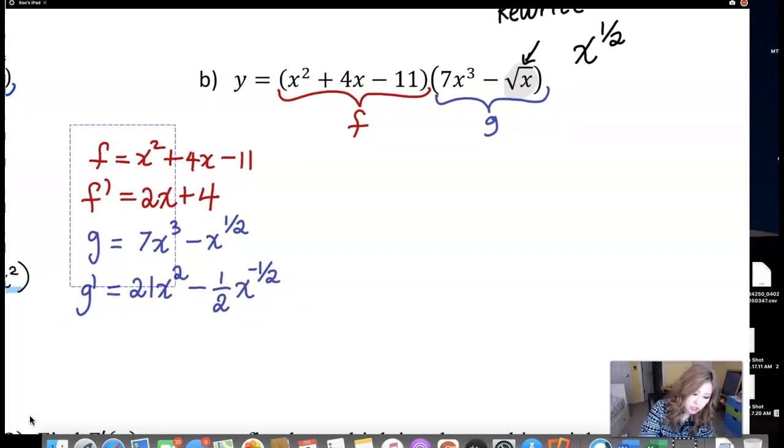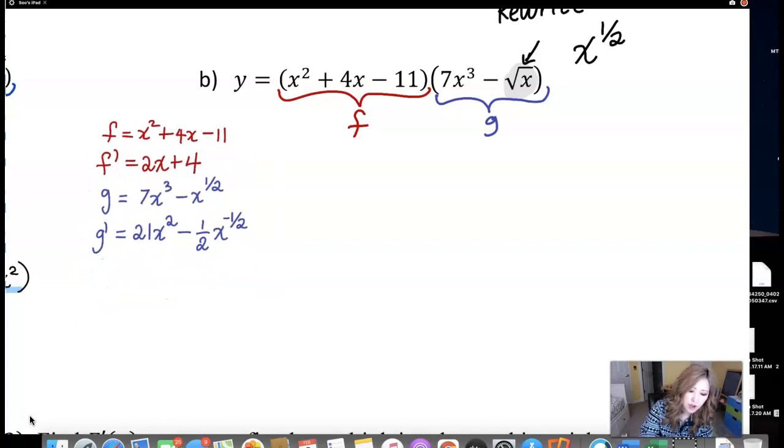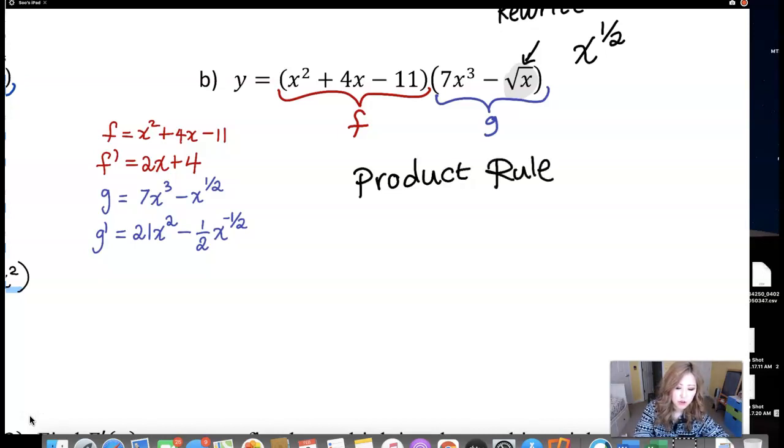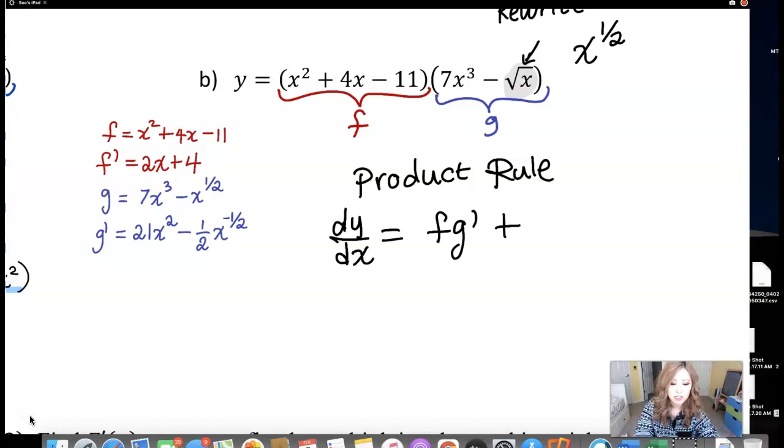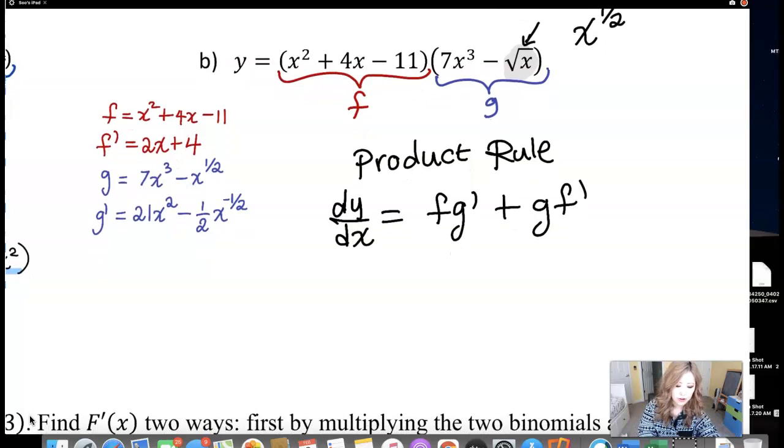Ready, ready, ready? So these are my little pieces that I like to write down. I always do this. Let's try to keep things organized. So here's the product rule. Oh, whoopsies. Product rule, which goes like this. If you try to find dy dx, that's going to be first times the derivative of the second plus second times the derivative of the first. So let's put all the pieces together. You ready? dy dx is going to be a long expression.